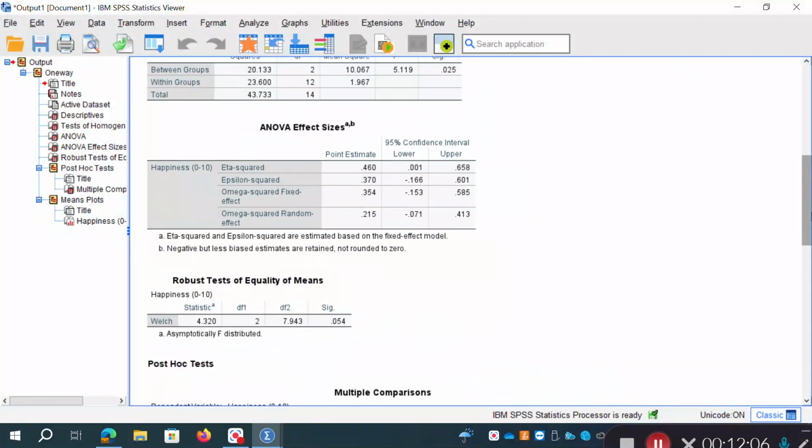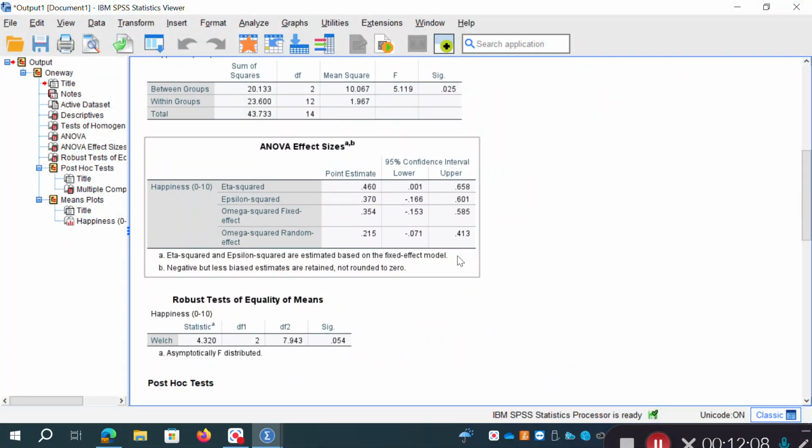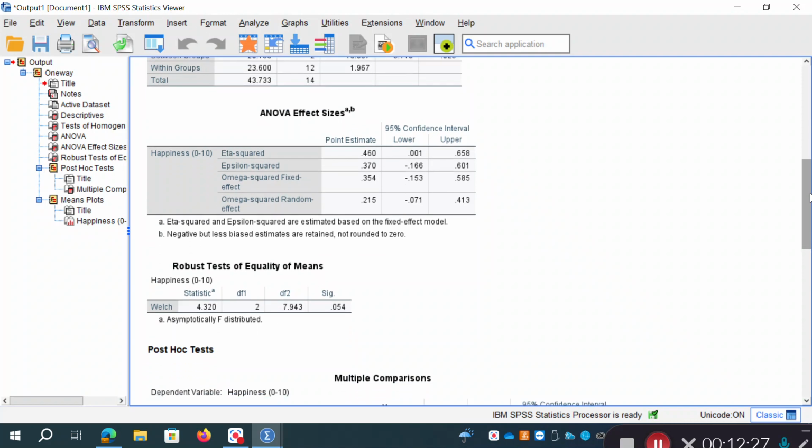So in terms of effect sizes as well, it gave us a table of effect sizes, and it's given us a point estimate there for eta squared of 0.46. So that would probably be a large effect size in this case. Okay, so that is one way.